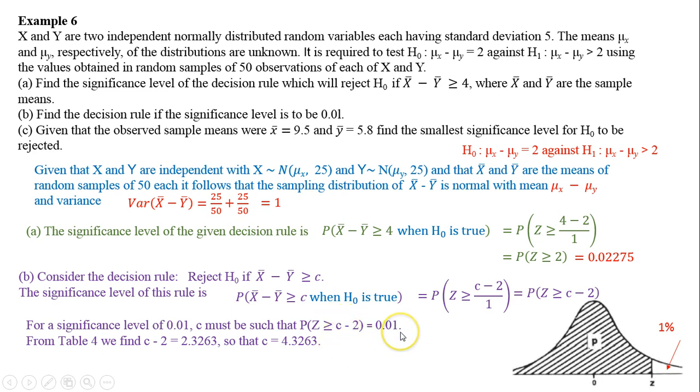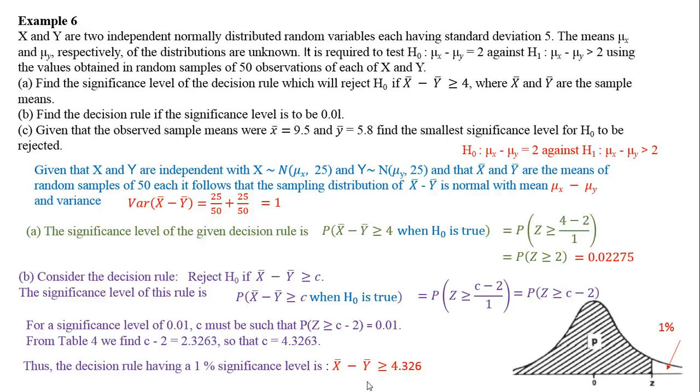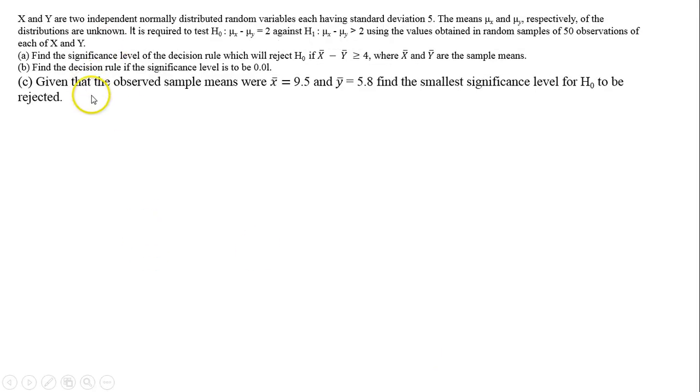So looking that up, either from tables or your calculator, we can see that we get a value of z to be 2.3263. So rearranging, we get c to be 4.3263. So our decision rule for a 1% significance level would be that x bar minus y bar is greater than or equal to 4.3263. Part C.